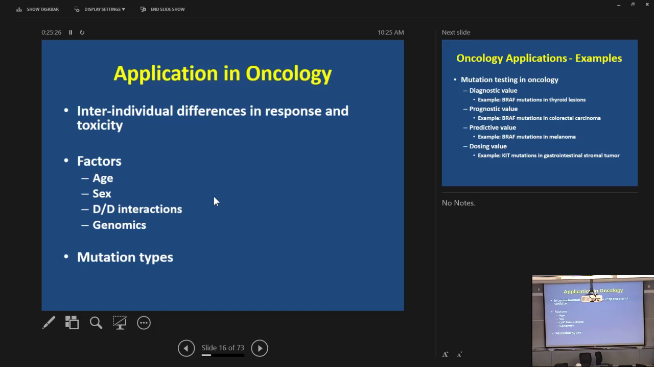Sex, right? Male versus female, right? When we look at cancers, who's usually more likely to get a cancer? Males, right? Males are usually more likely to get cancer. So there's probably some dependency there. We also have to think about drug-drug interactions, right? So that has nothing to do with genomics, maybe, but maybe not, but drug-drug interactions. And then our genomics come into play. Right, and then we have to think about our mutation types, right? So is it gain of function, is it loss of function? What type of mutation is it, and how is it going to affect response or toxicity?